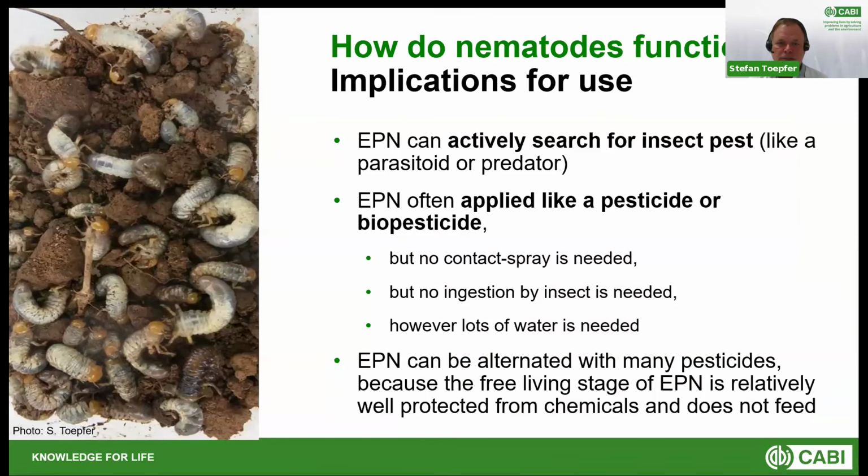So nematodes function implication for use. Nematodes can actively search for an insect, like a parasite to it or like a predator is doing, but a synthetic pesticide cannot do. Many biopesticides cannot do, but nematodes can actively search for the target. They are often applied like a pesticide or biopesticide, but there's no contact spray needed. So the nematodes do not need to be sprayed onto the insect, like a contact pesticide, for example.